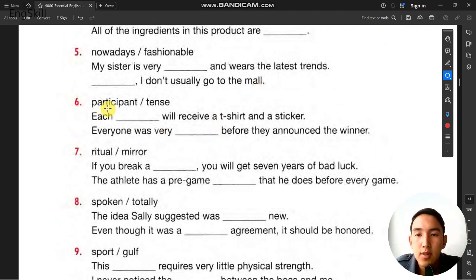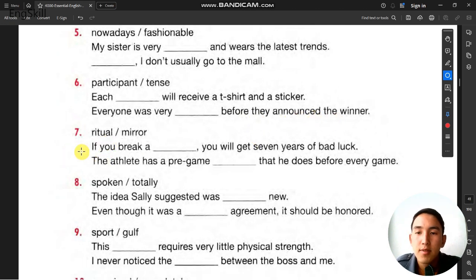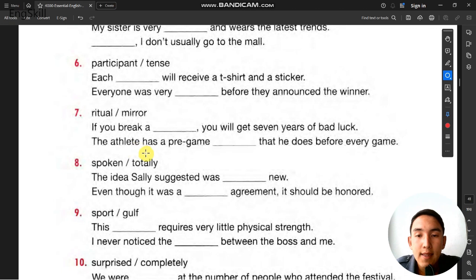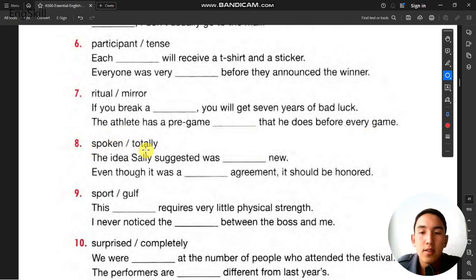Number 6, participant and tense. Each participant will receive a t-shirt and a sticker in the marathon. Everyone was very tense before they announced the winner. Number 7 is ritual and mirror. If you break a mirror, you will get 7 years of bad luck. The athlete has a pre-game ritual that he does before every game.